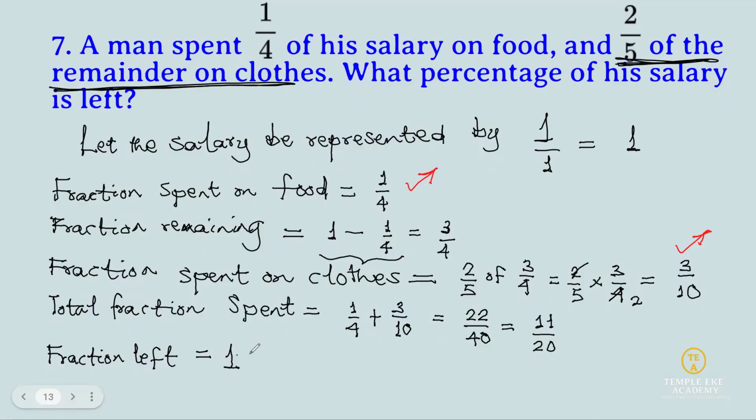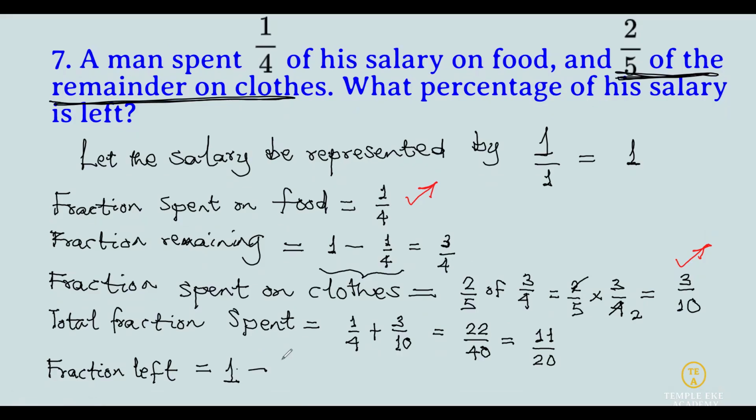The fraction spent is actually 11 over 20. Once again, you can get around this: 1 minus any fraction, bottom minus top over bottom. 20 minus 11 gives us 9, divided by the same 20. Beautiful. And now this is the fraction left.